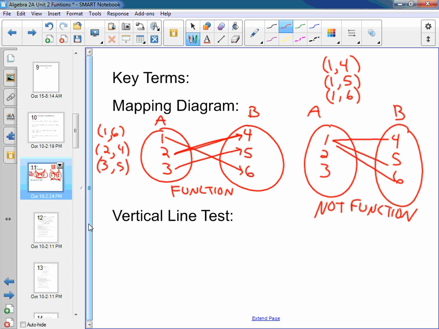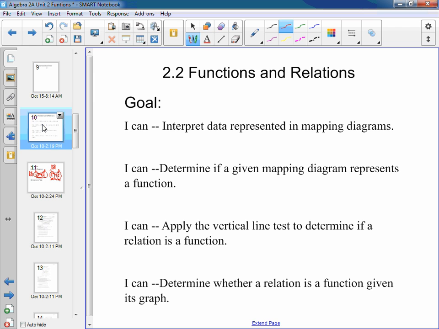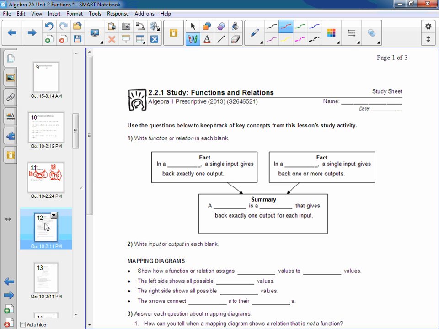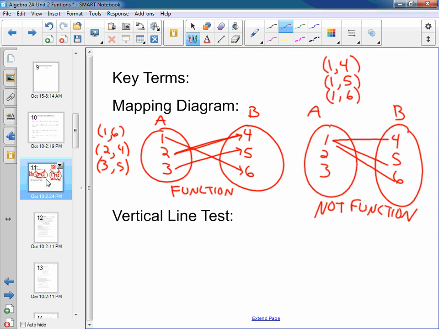All right, let's go to vertical line test. So the other goals in this section were I can apply the vertical line test to determine if a relation is a function. So let's go back here, vertical line test. And again, I do have the note sheets to go with this. So I have copies, so come see me for one if you're working on your own, and if it's in class, I will give them to you.